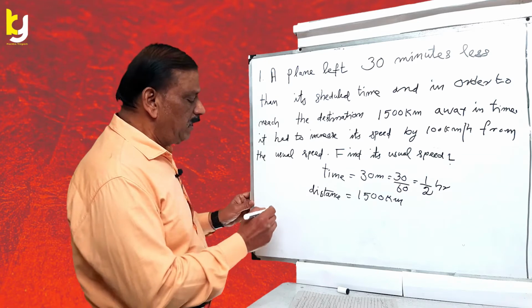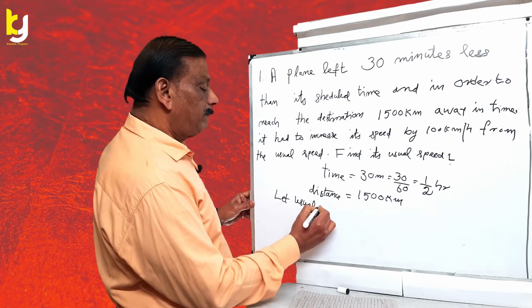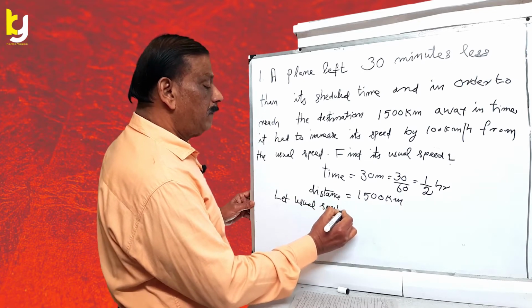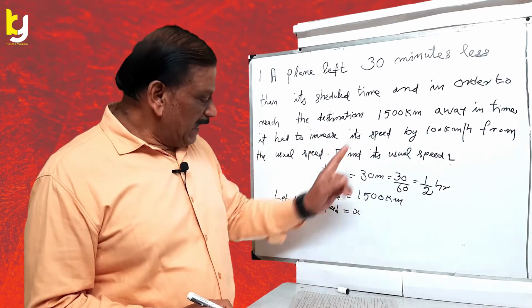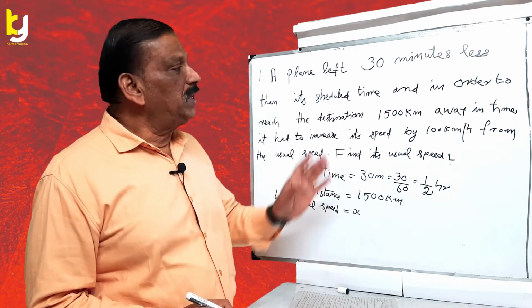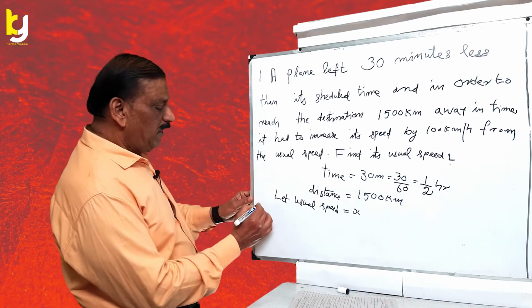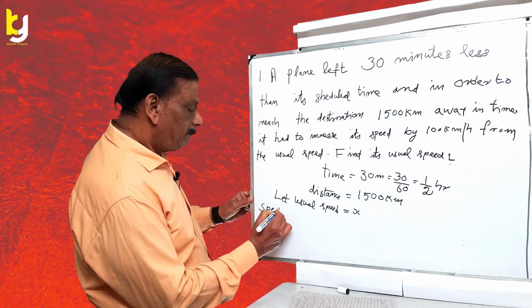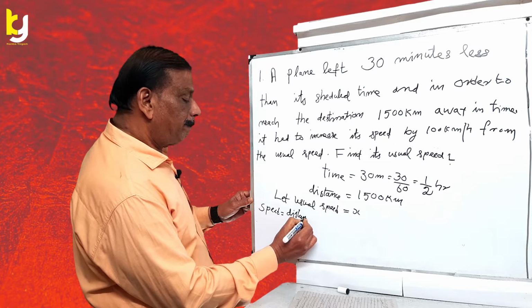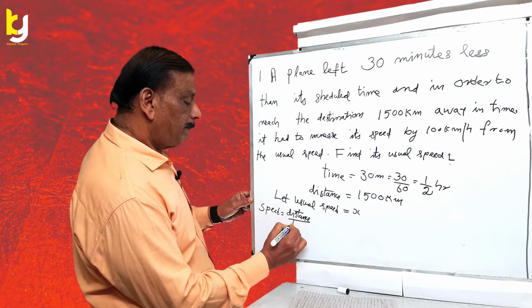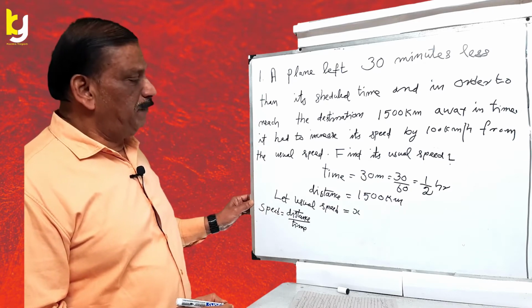Let usual speed equal x. So, see, x plus 100 must be there to reach that destination in time. So, we know speed equal to distance by time.